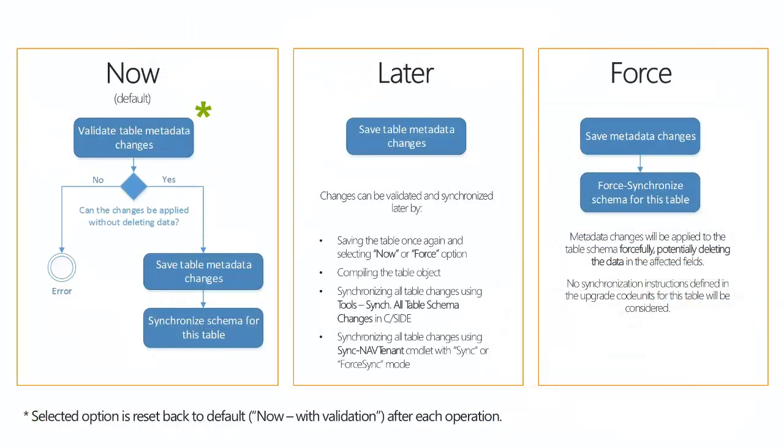And just a summary, options are now, later, and force. And there's one more thing to add to this, is a now option. A force option of course requires the NAV service tier to be running and accessible from the development client. The later option can be run in a standalone mode when there's no access to a NAV service tier. But the now and force, because synchronization is run on the service tier, they will require a service tier to be running on the database.